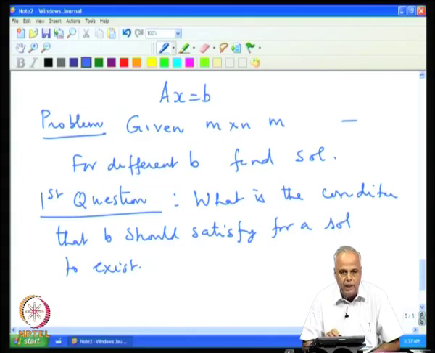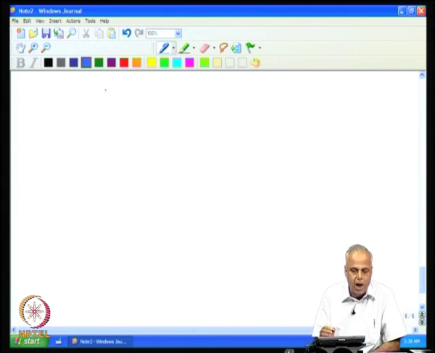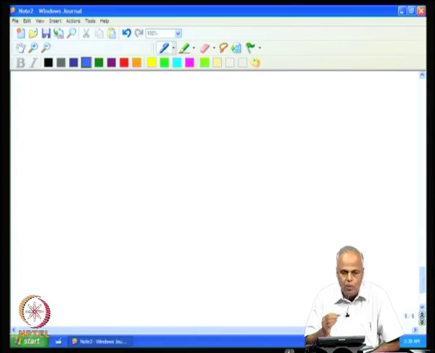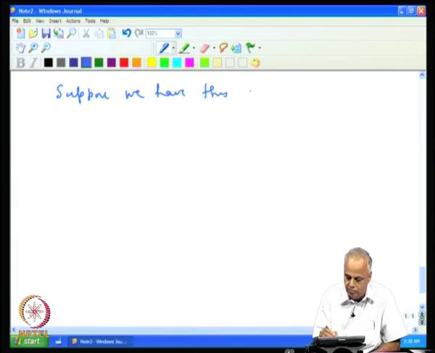Given the system Ax equal to B, that means given the matrix A, for what values of B will we have a solution for the system, or in other words what condition should B satisfy in order that the system Ax equal to B has a solution. So, the first question that we will ask is what is this criterion for existence. Suppose we have found this condition, condition C.